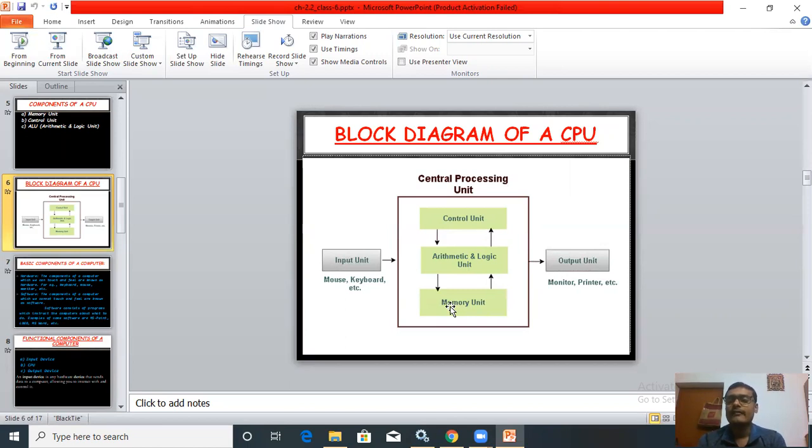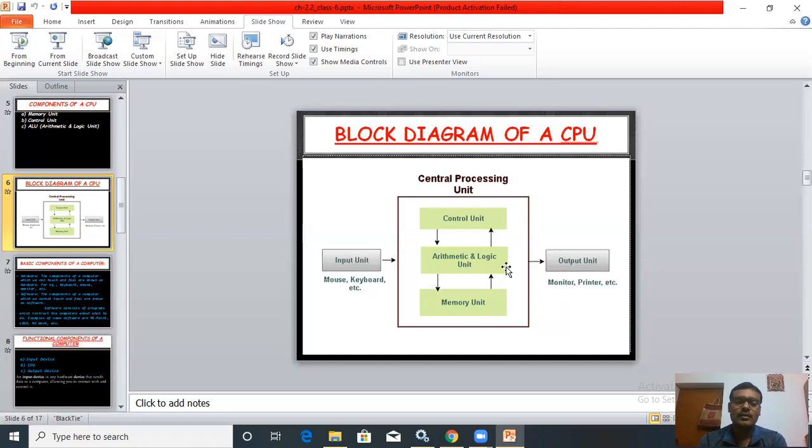After the result has been stored in RAM, the data needs to be transferred to the output unit, and here the control unit is responsible for the data transfer. With the help of the control unit, the data is transferred to the output unit, like a monitor or printer. So in this way the CPU of a computer works.